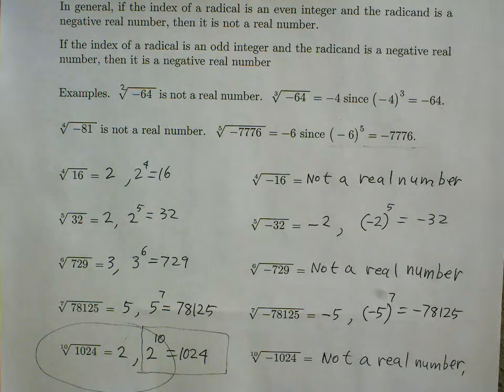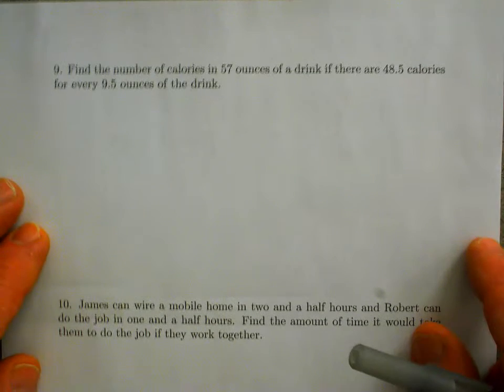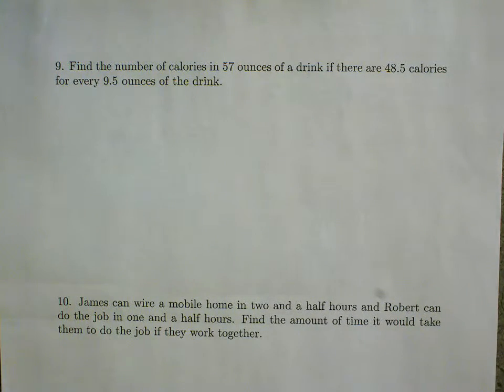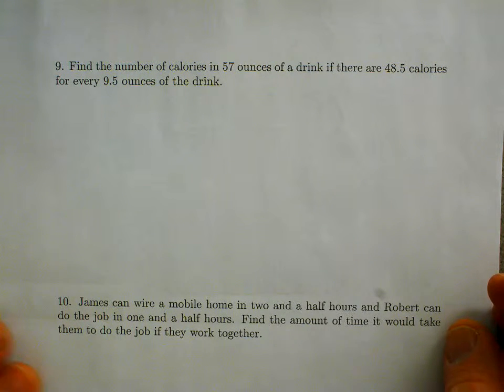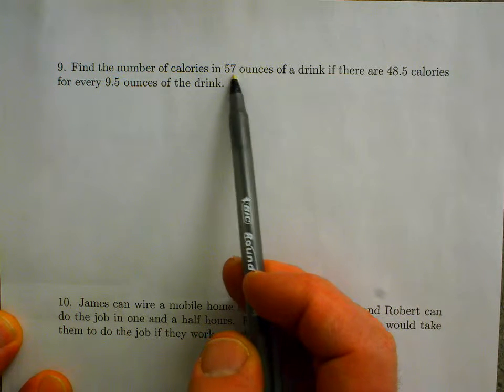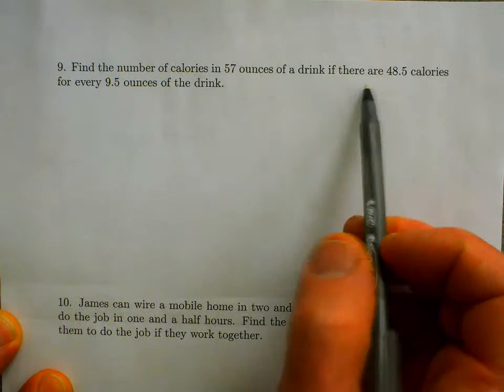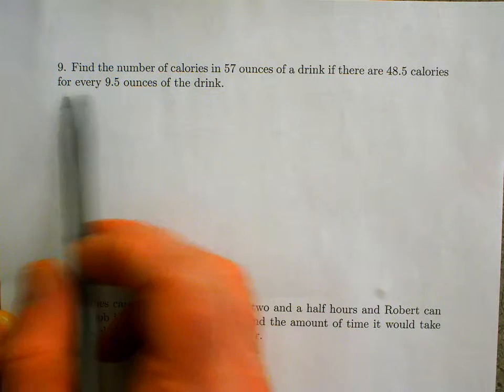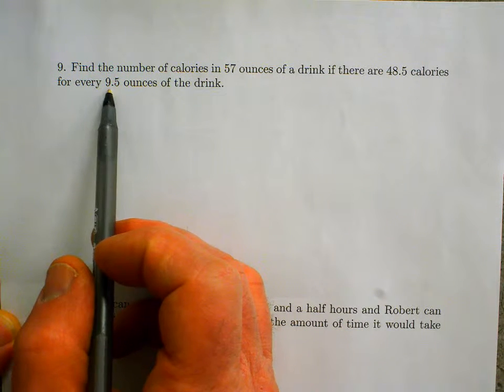Okay, we have a little bit more than a minute left. Here's another word problem. I didn't send this one to you, but we might be able to set it up at least before it's time to quit. This says find the number of calories in 57 ounces of a drink if there are 48.5 calories for every 9.5 ounces of the drink.